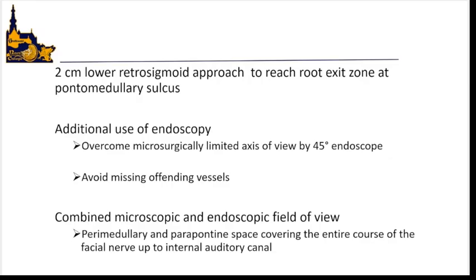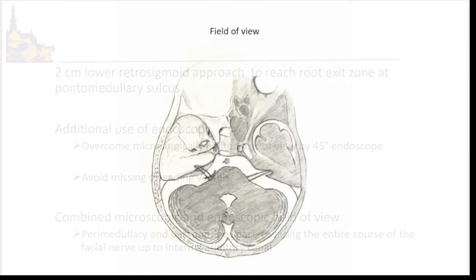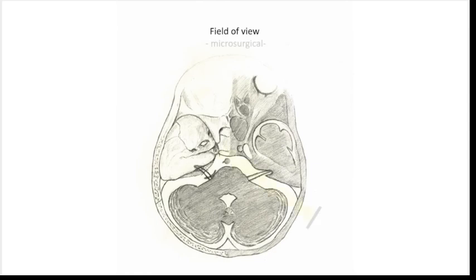Through the retrosigmoid approach, we access the cerebellopontine angle. With optimal positioning, no relevant retraction of the cerebellum is necessary. While using the operative microscope provides excellent illumination and magnification on the operating side, there are still some offending vessels which can be missed because of the blind corners of purely microscopic view.